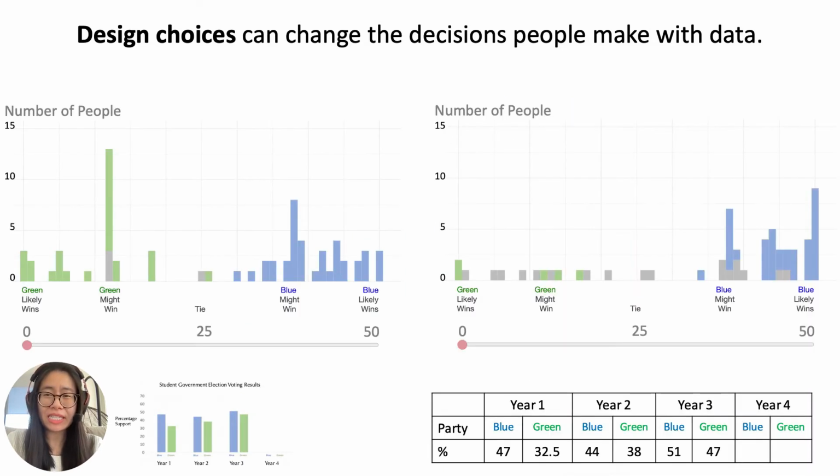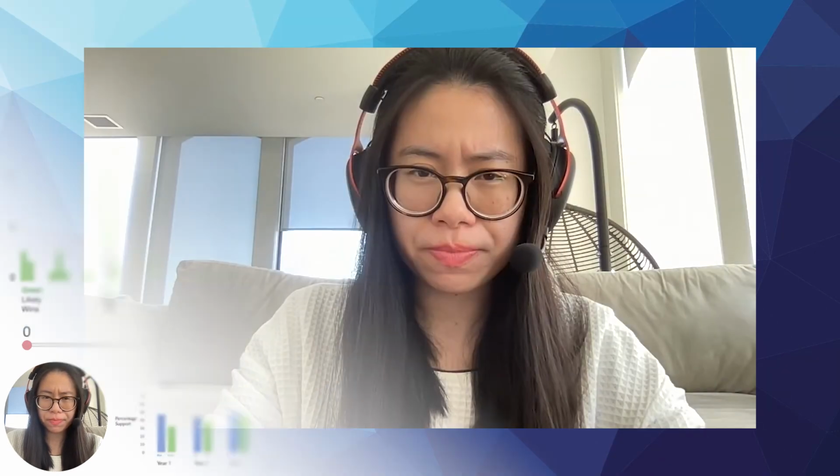But when I convert the same information into a table, you can see that the number matches the height of the bars, so the table and the bar charts are informationally equivalent. Suddenly, everyone thinks that blue is going to win, because the pattern of the green increasing over the past 3 years becomes less noticeable when they're presented as numbers in a table.